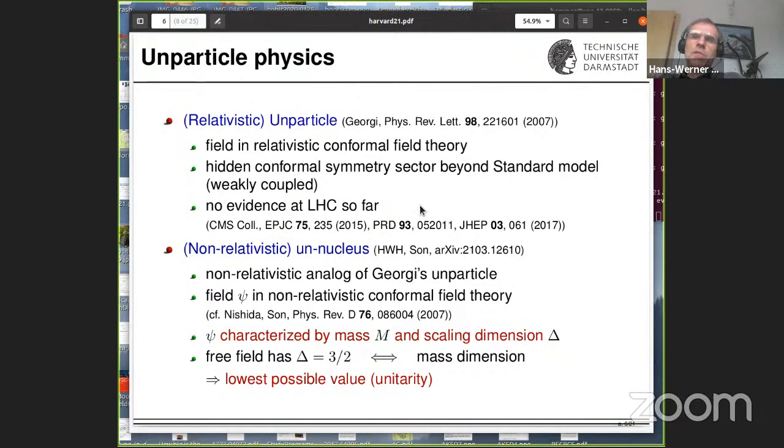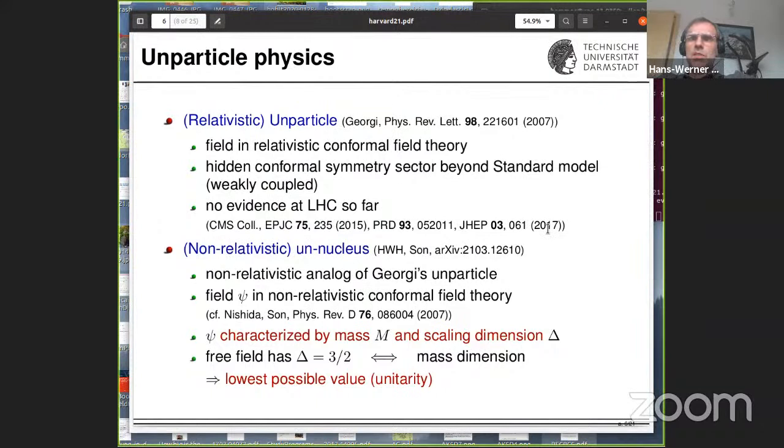And it turns out in nuclear physics, this non-relativistic analog is actually realized. So it's the non-relativistic analog of this unparticle idea of Georgi, although it's not a hidden sector there. I mean, the neutrons, of course, can be measured, and they appear in the real world. The un-nucleus is in analogy to this concept up here, just a field in a non-relativistic conformal field theory.